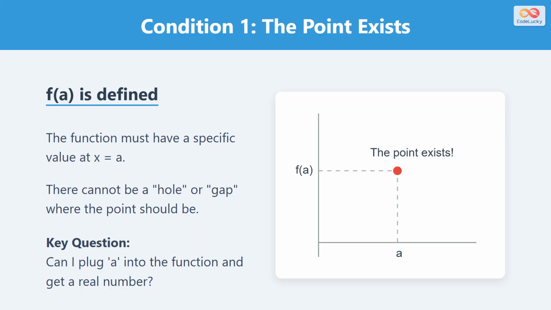The first condition is that f of a must be defined. This means the point itself must exist. If you plug the number a into the function, you must get a real number back as a result. If there is a hole in the graph where the point should be, or if the function is undefined at that specific value, it cannot be continuous there.